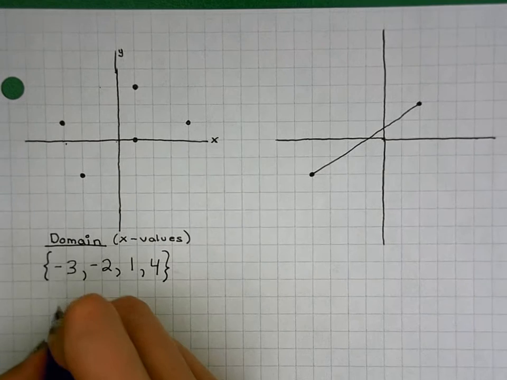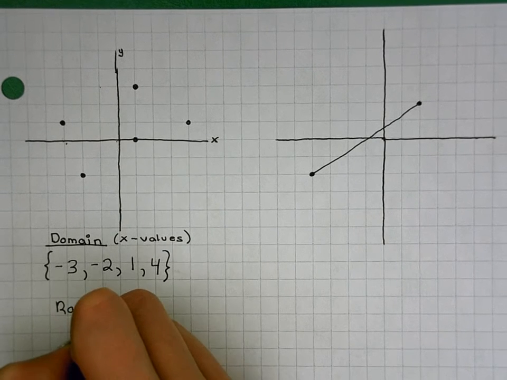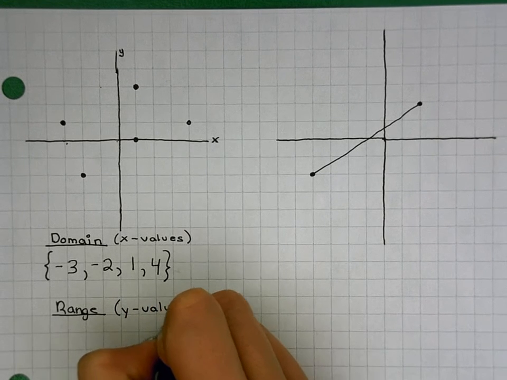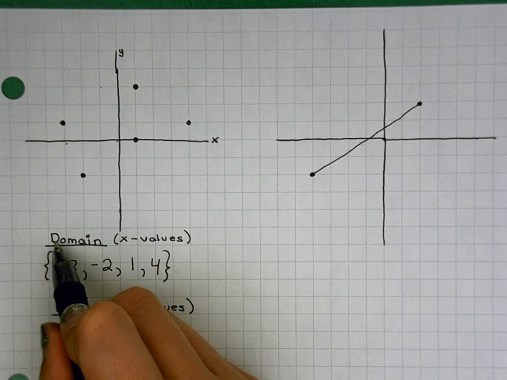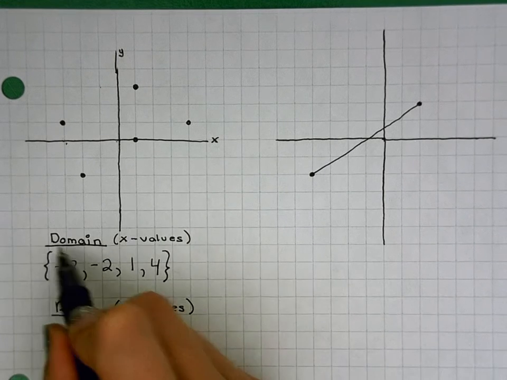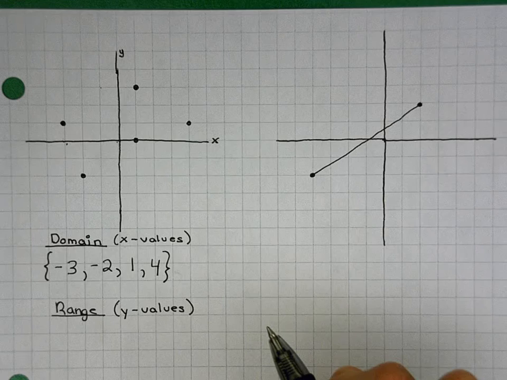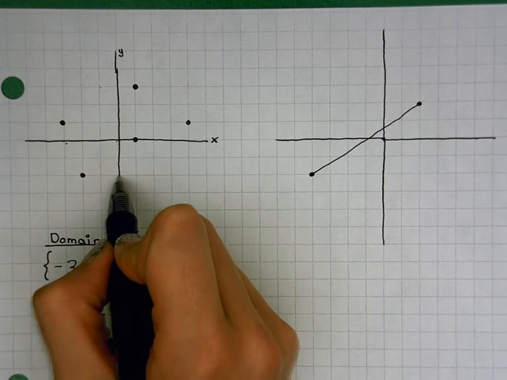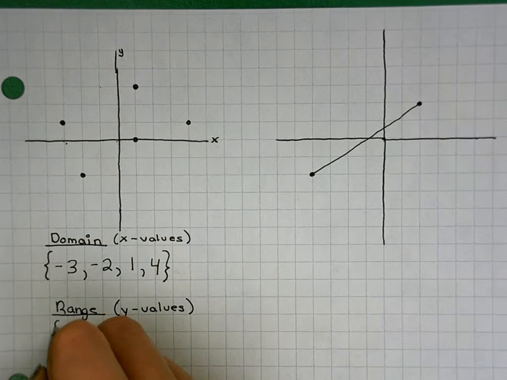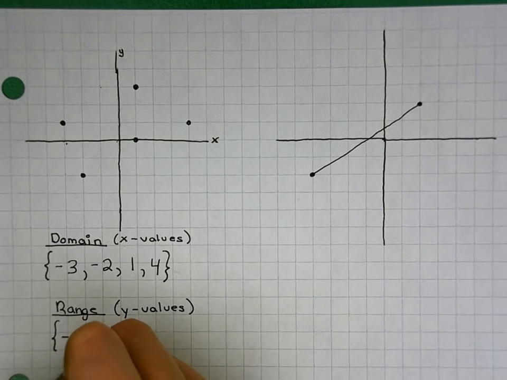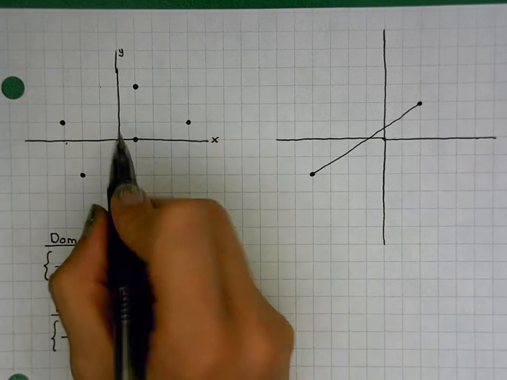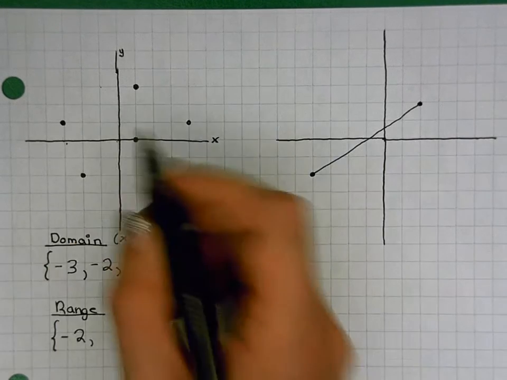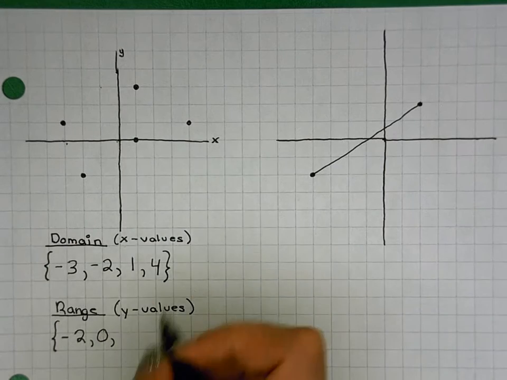For my range, remember your range are your y values. And we talked in class about the fact that it goes in alphabetical order. It's just a memory tool, right? D comes before R, just like X comes before Y. So domain are my X, range are my Y. For this point right here, this is located at 2 down, so -2. Again, because it's discrete, I'm going to write it as a list. This point here is located at 0, up and down, right? All I've done is gone over. I haven't gone up and down at all, so it's located at 0 for my y value.